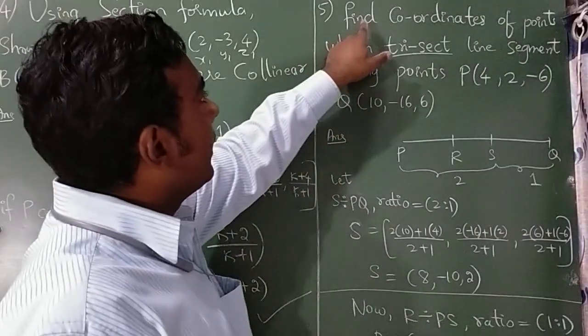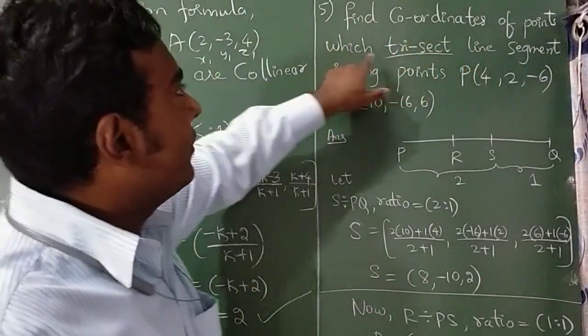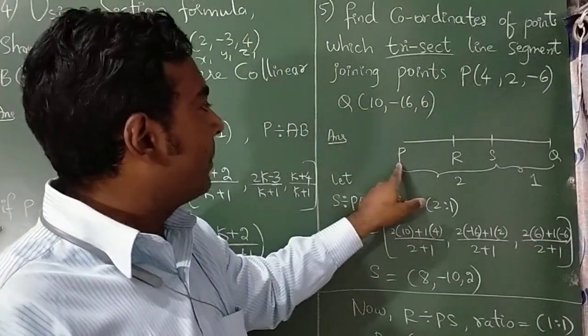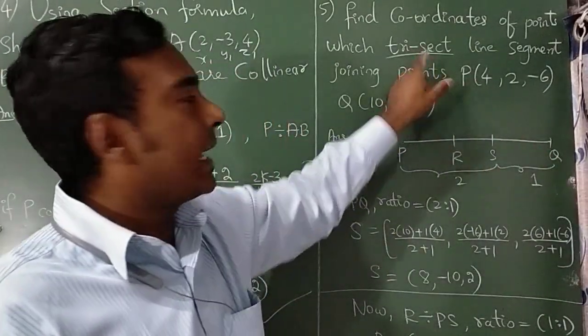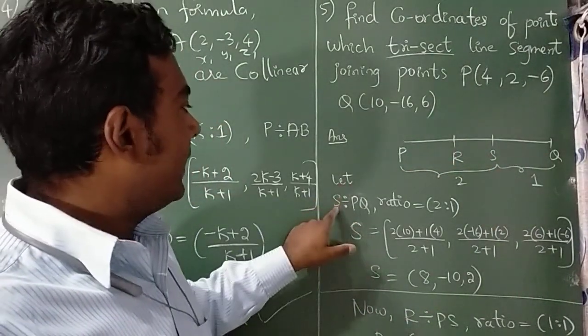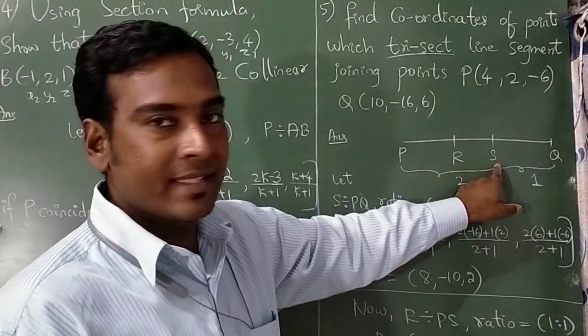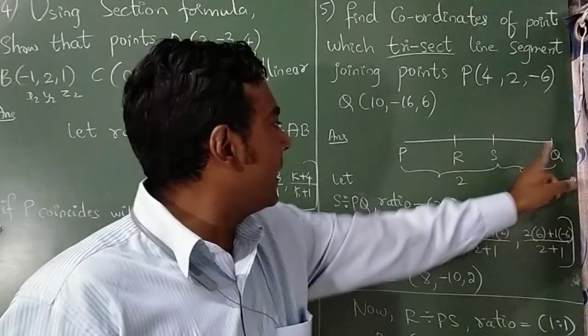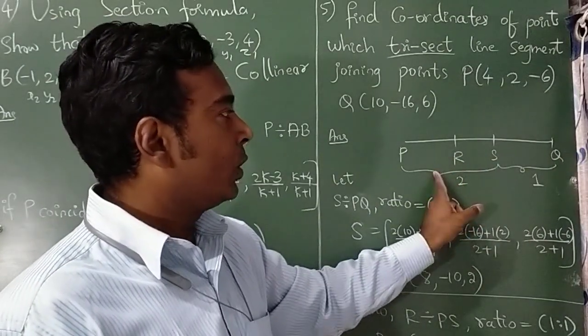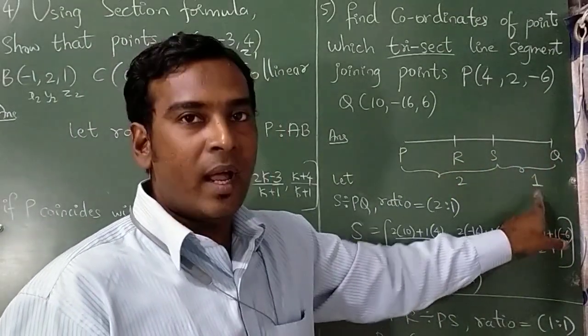Now fifth question. Find the coordinates of the points which trisect the line joining the points P and Q. This is the P, this is the Q. Since it is a trisect, it means 3 parts: 1, 2, 3. Now let S divide PQ. This is the S. It divides the line PQ in the ratio 2 is to 1, because from P to S there are 2 and from S to Q it is 1.